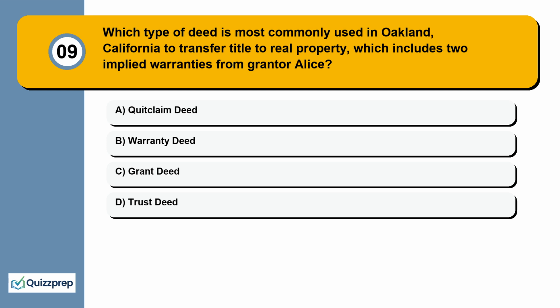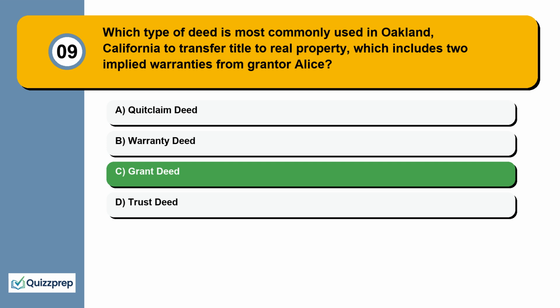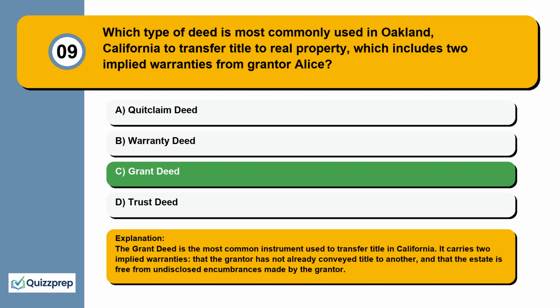Question 9. Which type of deed is most commonly used in Oakland, California to transfer title to real property, which includes 2 implied warranties from grantor Alice? Quitclaim deed, warranty deed, grant deed, trust deed. The grant deed is the most common instrument used to transfer title in California. It carries two implied warranties: that the grantor has not already conveyed title to another, and that the estate is free from undisclosed encumbrances made by the grantor.